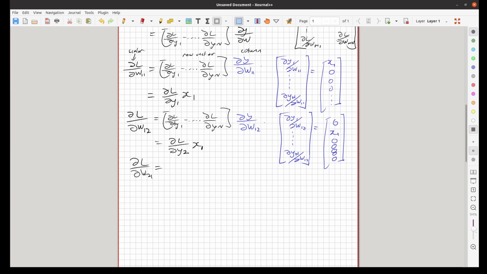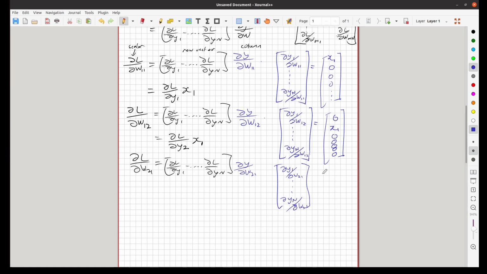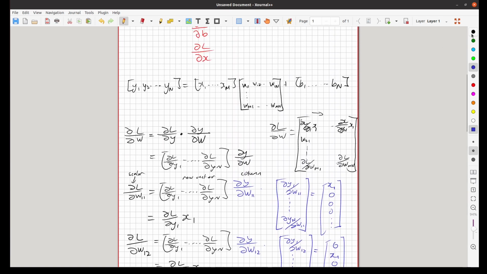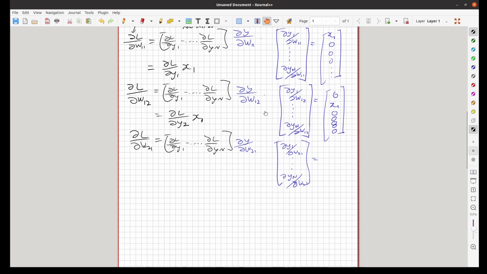And that will be equal to, and again, I'll grab this whole thing here and paste it down because it's the same thing. And then I'll use blue here. And now I'll have dy by dw21 this time, right? And that looks like dy1/dw21 all the way down to dyn/dw21. And that will be a bit different, because now if we look at our matrix for the forward pass, W21 is only ever involved in calculating y1. That's when you do the dot product of this row vector with this column vector. And the coefficient that comes out is x2, not x1, right? So this will be x2, with zeros all the way down to the bottom, right?